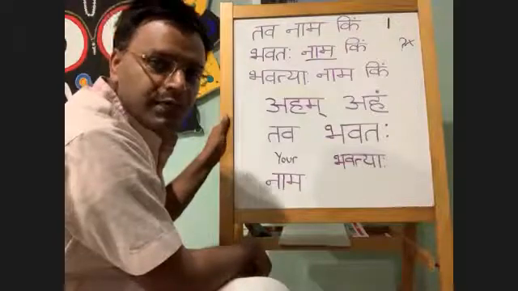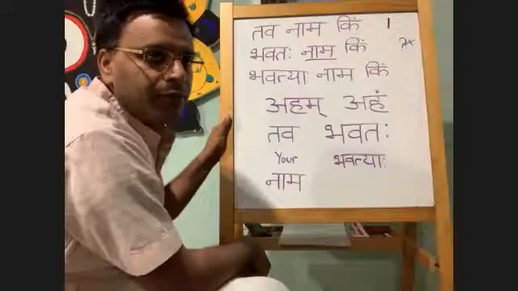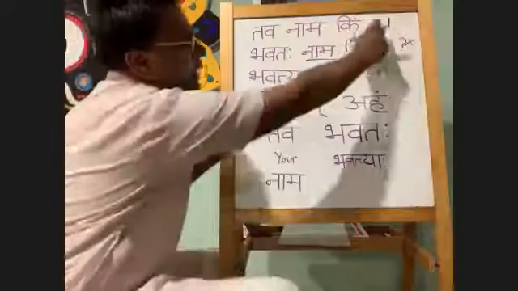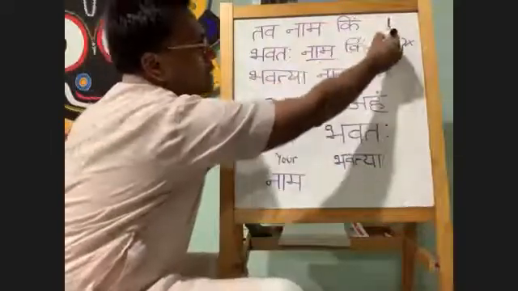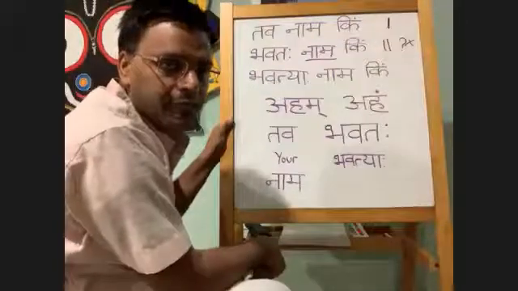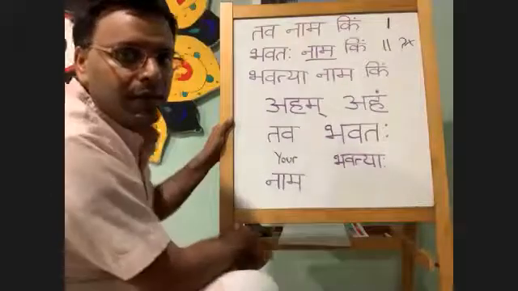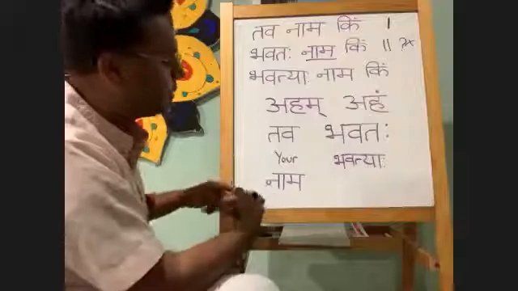And in the verses, right, when we read the verses, when one line ends, we write one single line, and then you will see two straight lines. It's called double danda, which is the completion of the verse. It is represented by double danda, two straight lines.